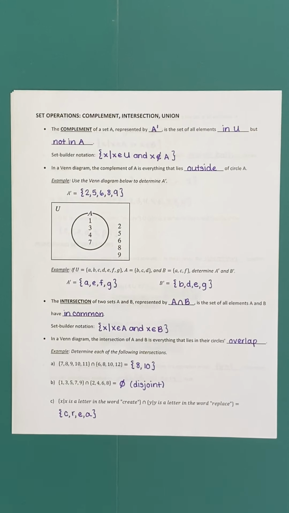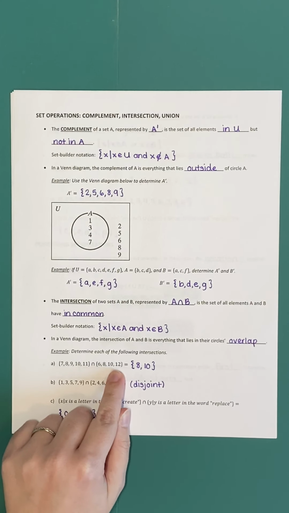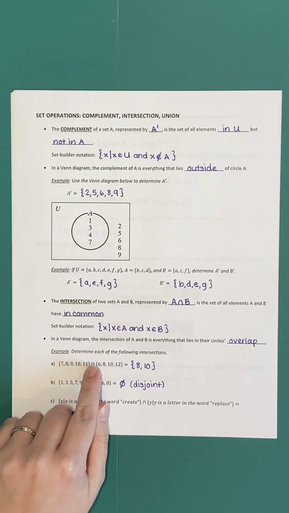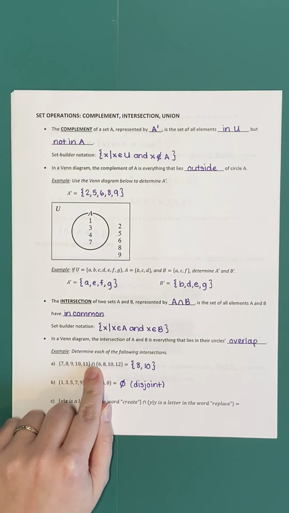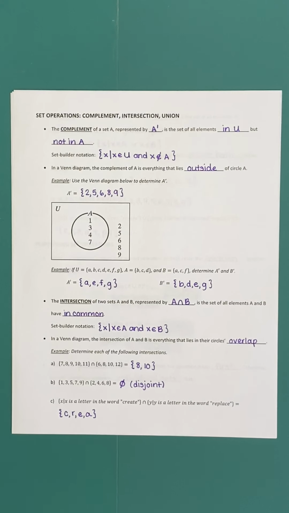So it's easy to find it from a Venn diagram. Let's look at it from the standpoint of actual sets in roster method. So we have the set 7, 8, 9, 10, 11, and we're taking its intersection with the set 6, 8, 10, 12. So this symbol, again, it looks like a lowercase n for intersection. It's asking us, what do these two sets have in common, if anything?